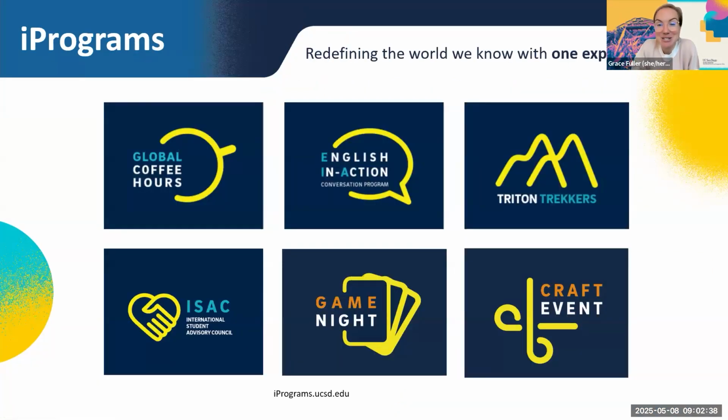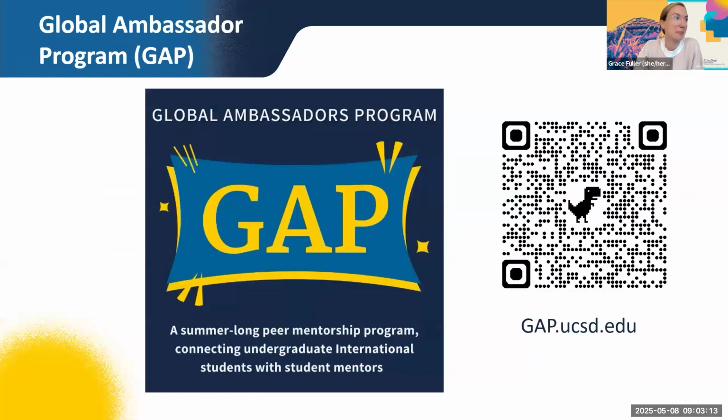Finally, we're so excited to invite you to our signature programs. Our signature programs are recurring programs throughout the academic year. Often these include our global coffee hour, our game night, our crafting event. They take place monthly throughout the academic year, and it's an opportunity for you to come, hang out, meet people from around the world, and really just take a break and be a human. A lot of folks at UC San Diego are high achievers, highly motivated, but it's okay to take a break and have a holistic student experience. And so we invite you to do that with us at iPrograms.